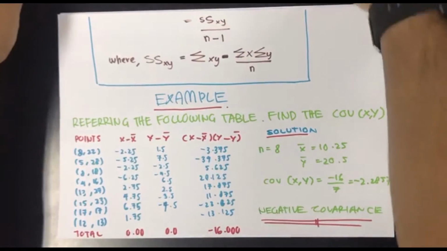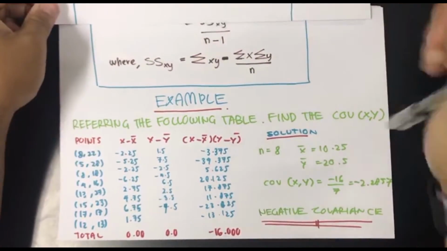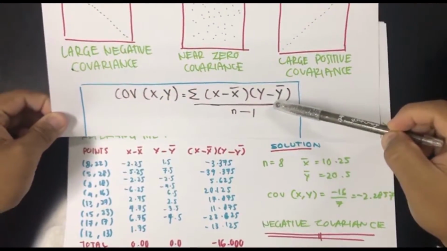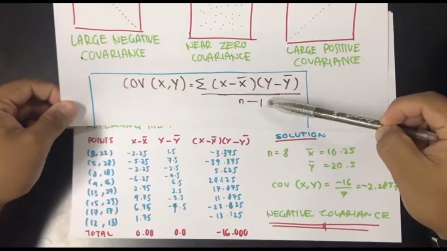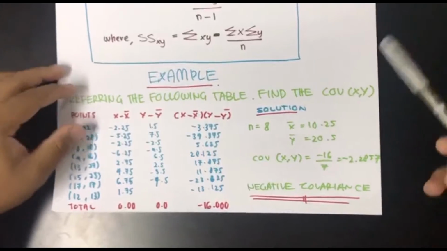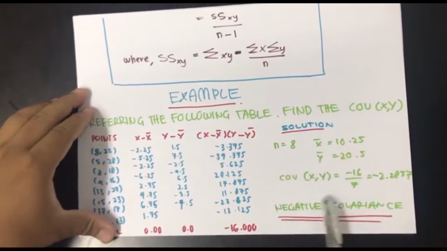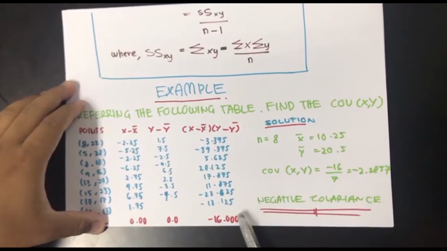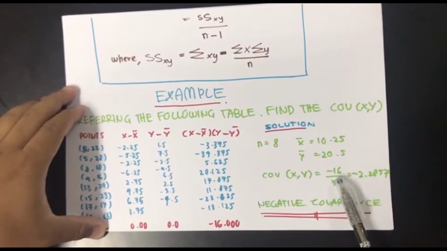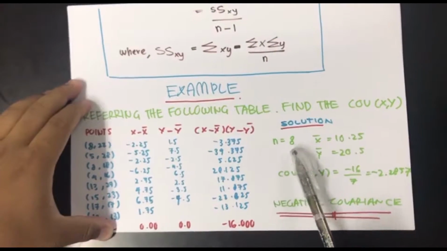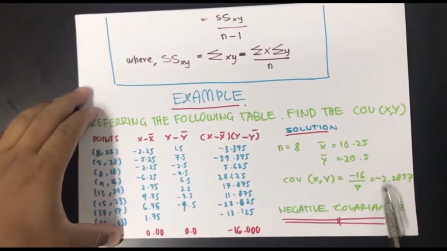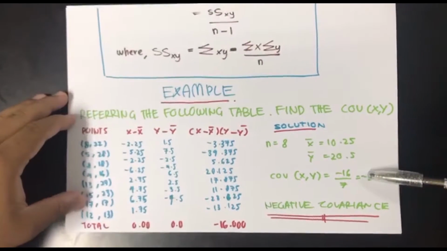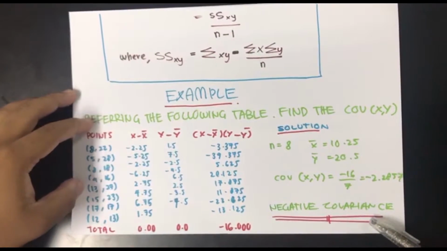Next, based on the equation just now, you see that the sum of (x minus mean of x) multiplied by (y minus mean of y) must be divided by n minus 1. So in this question, the n is 8. And to get the covariance, you must divide the value that we got just now, negative 16, by n minus 1, which is 8 minus 1 equal to 7, and you will get negative 2.2857. So it is clear that this covariance is negative covariance.